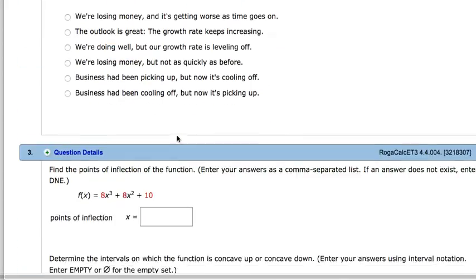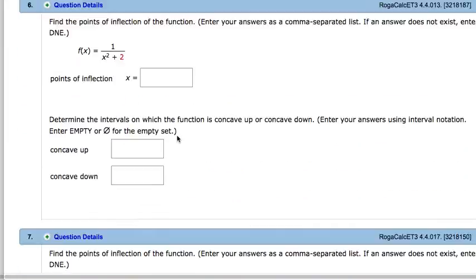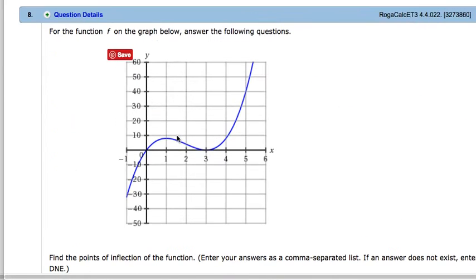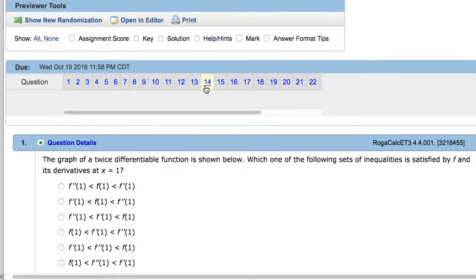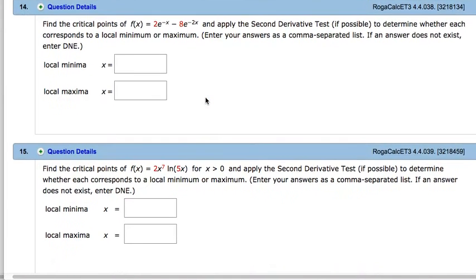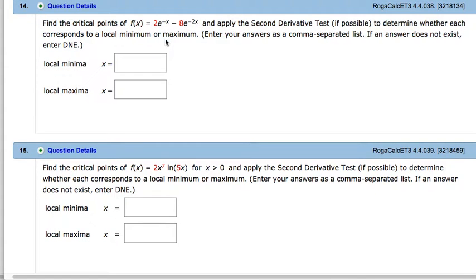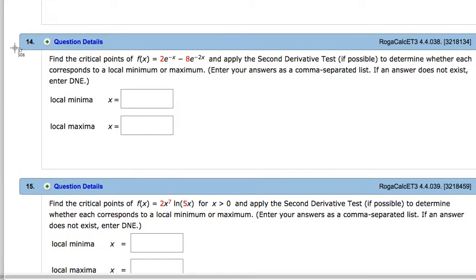Yeah. That was the only graph. No, there's one. Number 14 on homework 21. Is this 21? Yeah. So 14. Find the critical points of that and apply the second derivative test. Yeah. See that one. So this is homework 21. Oops. Homework 21, number 14.